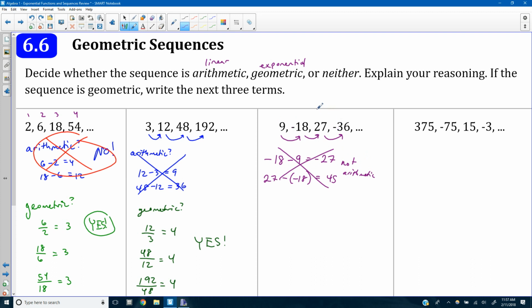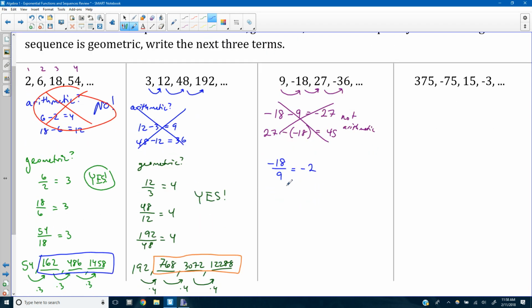So is it geometric? Are we multiplying by the same thing over and over? Negative 18 divided by 9 is negative 2. 27 divided by negative 18, it doesn't look like it's negative 2. So it doesn't equal negative 2, but if I reduce that, it would be negative 3 over 2. So no, it doesn't look like it's geometric either. Yeah, that's kind of all I wanted to say on that one. But check this out when I do this next one. Negative 36 divided by 27, that's negative 4 over 3 as it reduces.